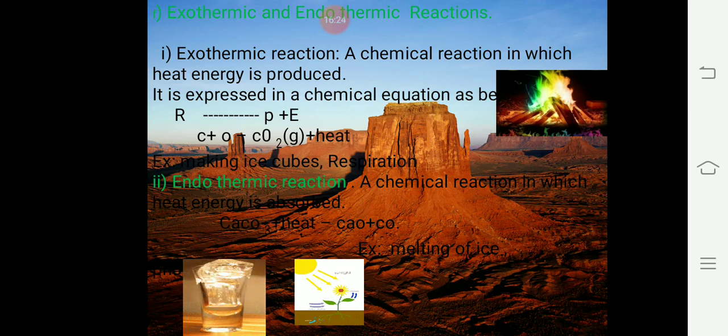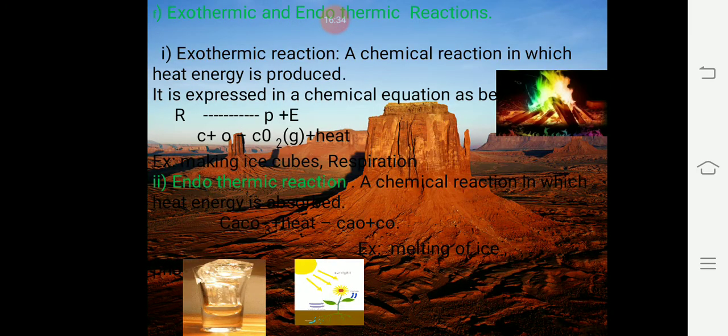See, for example, I will put one picture also here. Exo means heat is produced. Here in this picture, heat is produced. So this is the exothermic. That's it. For example, making ice cubes and respiration. In our respiration also, we all produce heat. This is the example for the exothermic.